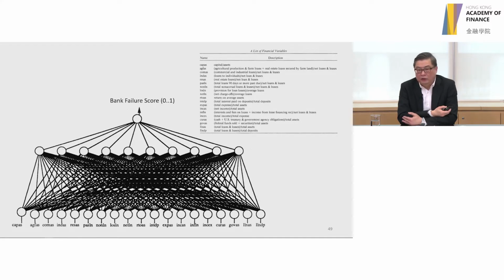And then the auditor, depending on the value of the score, if the bank is highly likely to fail, then of course a physical site audit is needed. If not, then maybe the energy should focus on other banks. So this is an early application of a neural network in a financial context.